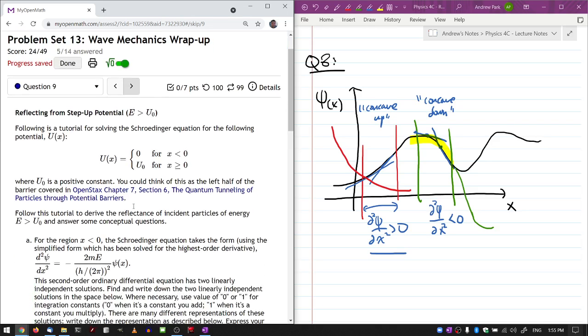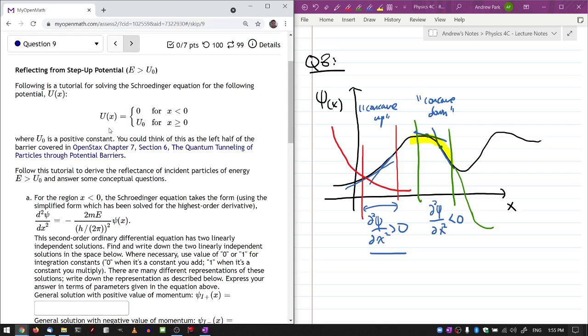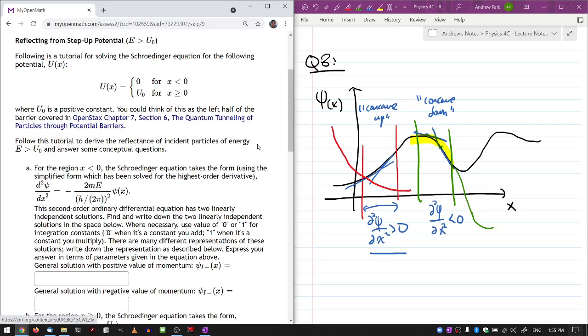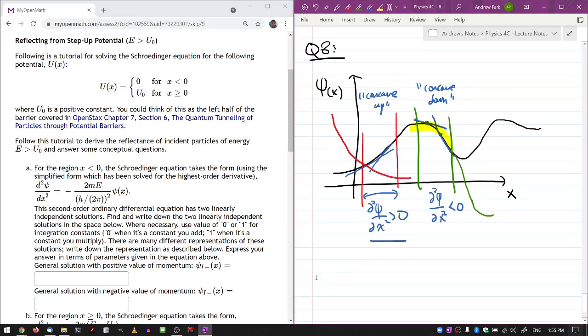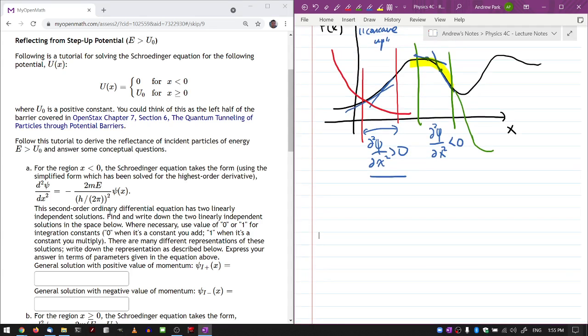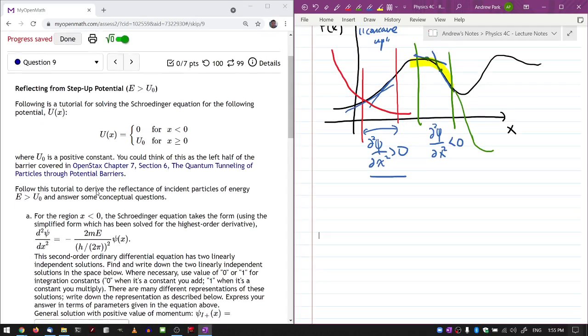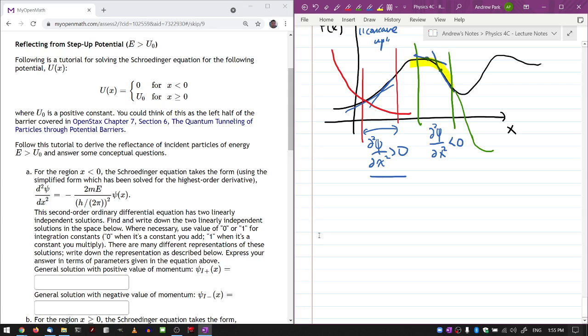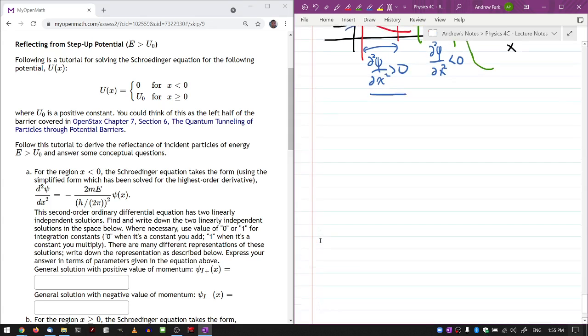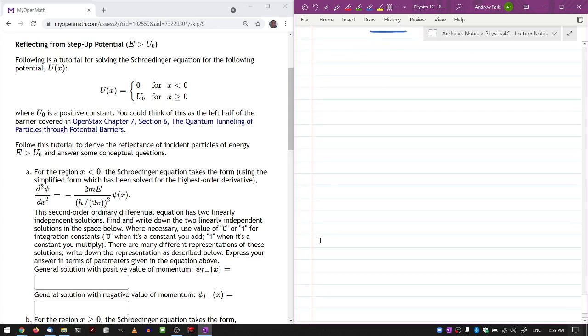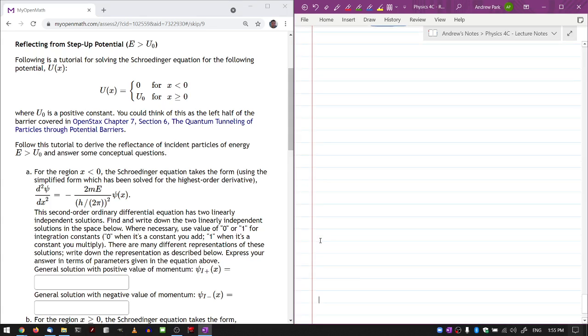All right, so I think questions 9 and the rest are more detailed questions. So let me go through these in detail. I think this is the first of a three-part tutorial, but the first part doesn't mention it. We'll just work through it. It says reflecting from step-up potential. It says following a tutorial for solving Schrodinger equation.